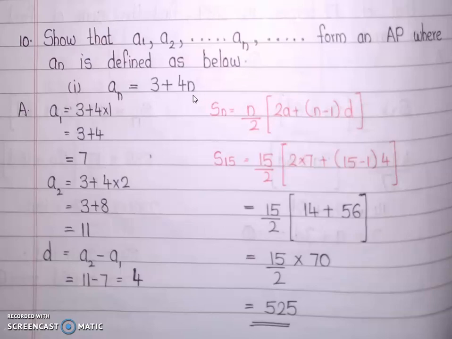And you have one more question in that. Find the sum of 15 terms. Now substitute the values in this and you will get the answer as 525. Students, watch the video again and understand the concepts clearly. Thank you.